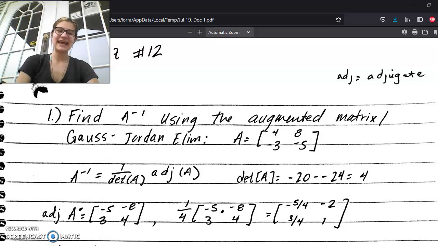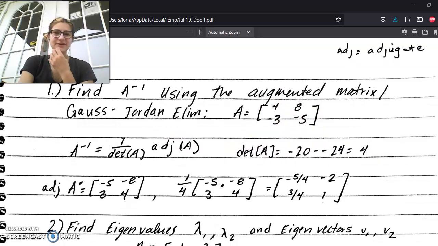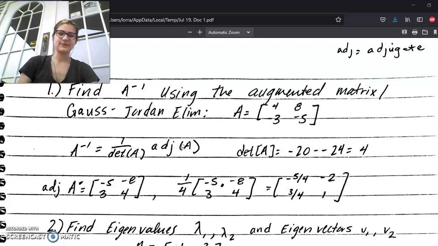Anyways, this is quiz number 12. This is Lorraine Jamison, and question number 1 was to find the inverse of a matrix using the augmented matrix in Gauss-Jordan elimination of the matrix A equals 4, 8, negative 3, negative 5. So I know that the inverse of a matrix is equal to 1 over the determinant times the adjugate of A. And the determinant is negative 20 minus negative 24, which is equal to 4.